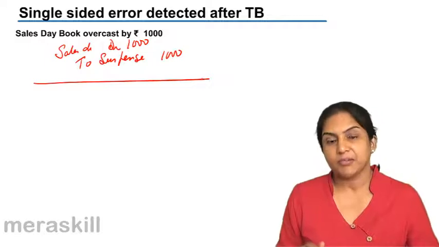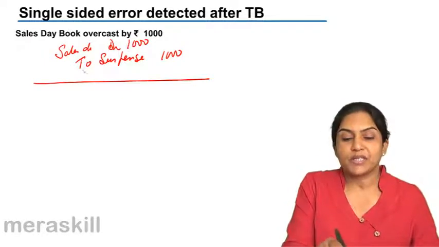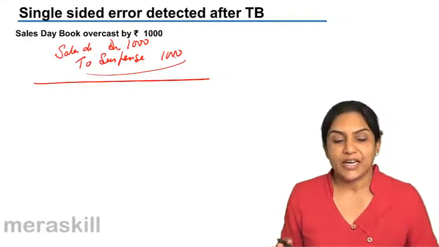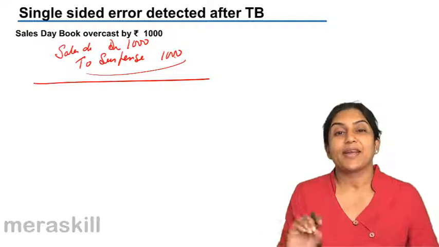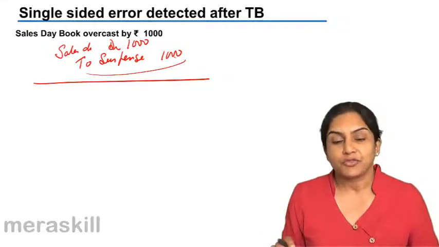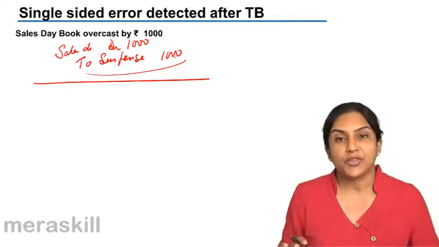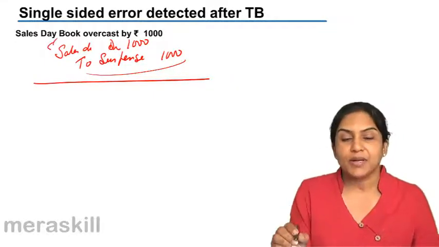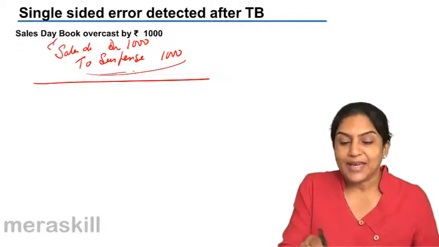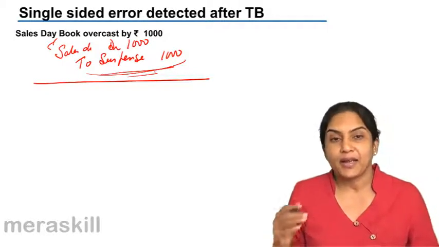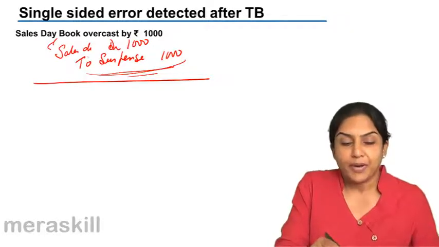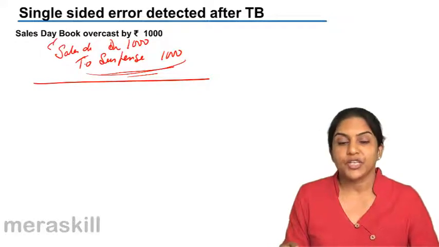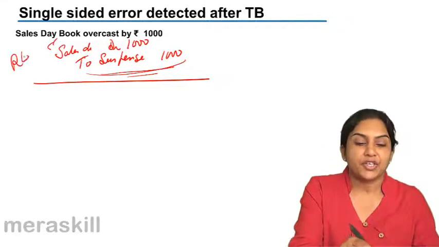We did the same thing in the previous example, only there was no suspense account and there was no double entry. We went to the debit side of the sales account and wrote "by error in casting or overcasting of the sales day book" and put 1000 on the debit side of the sales account. We have done the same thing here. Sales account has been debited by 1000, but through a double entry, a journal entry, we have credited the suspense account by 1000. So this would be our rectification entry.